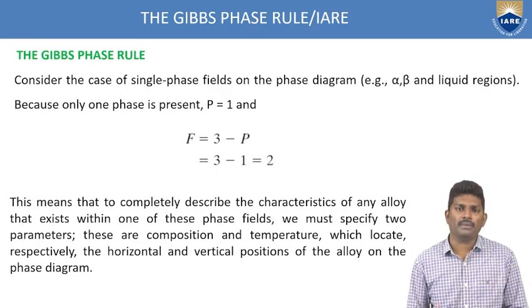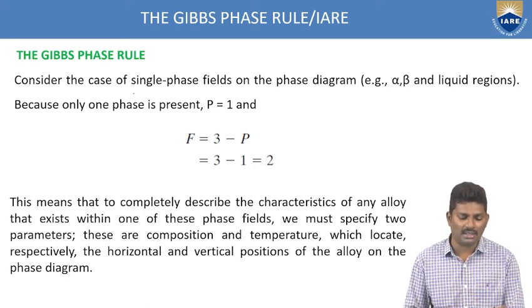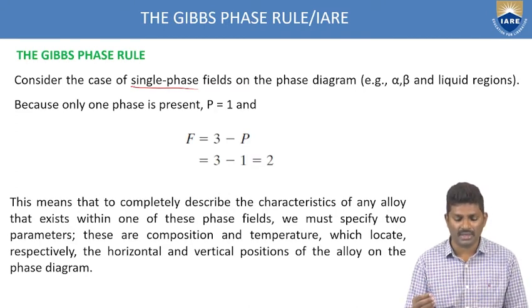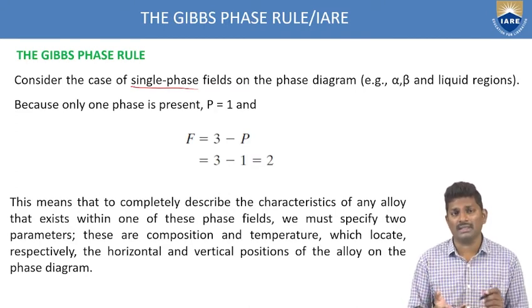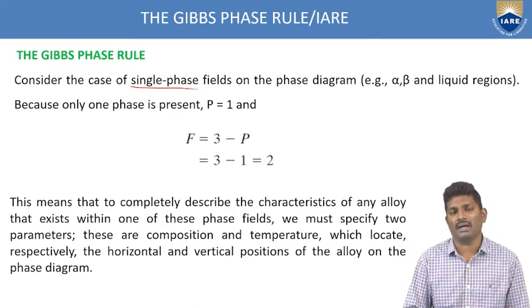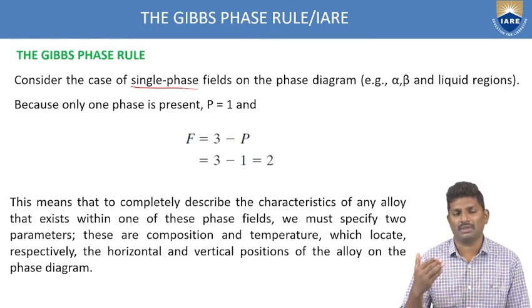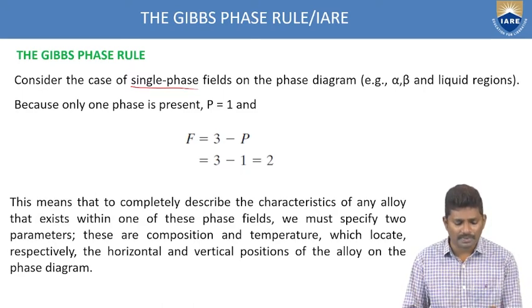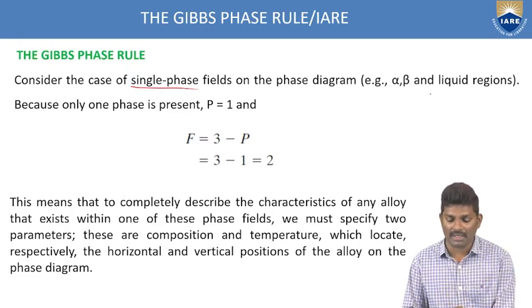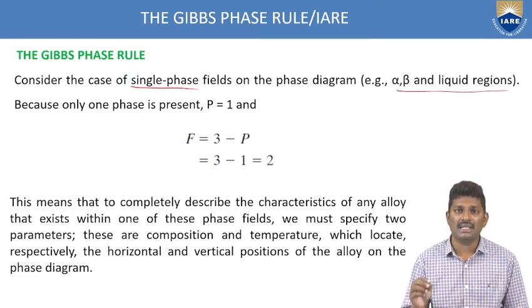So now, for the same example, we are considering the case of a single phase. What are the single phases? Either liquid or solid. So in the copper and silver phase diagram that we discussed in the previous classes, we have alpha, beta and liquid phases. So 3 single phases we have. So we are considering the case of a single phase on the phase diagram, for example alpha, beta and liquid regions.